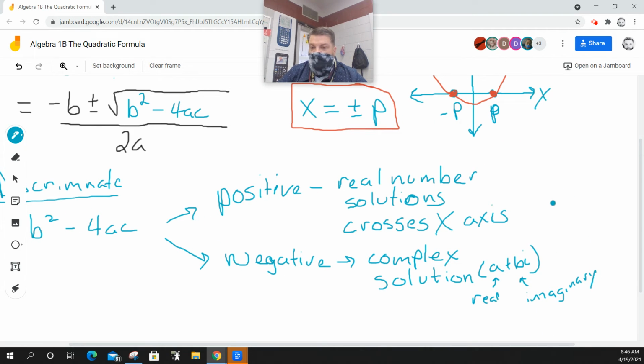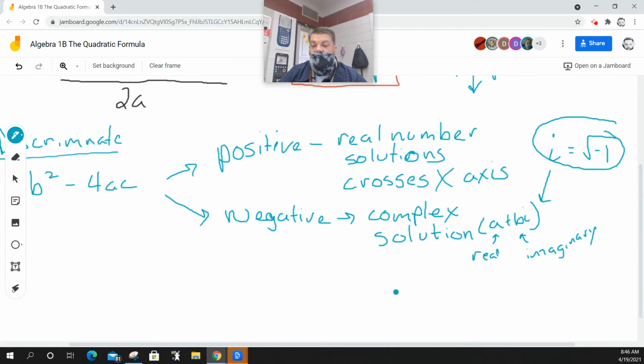And what does that mean? Well, i is equal to the square root of negative 1. Okay? So we'll just keep that in mind. And what does that mean? Well, if that's a negative value, it means that it does not cross the x-axis.